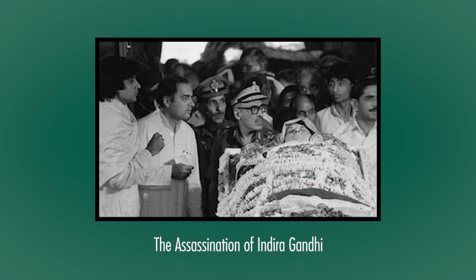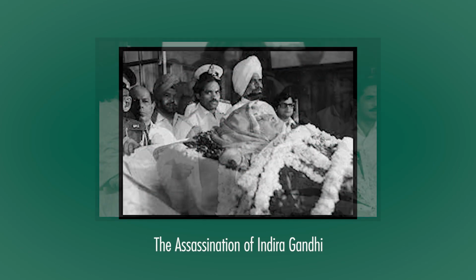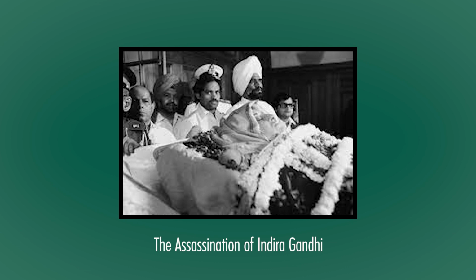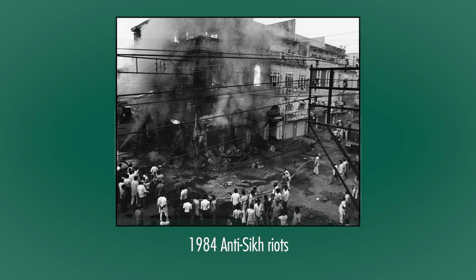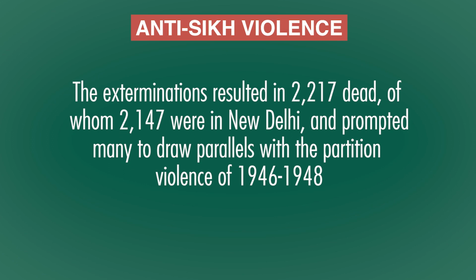The assassination of Indira Gandhi by her two Sikh bodyguards escalated the crisis even further. What happened subsequently were anti-Sikh massacres in the early week of November, immediately following Indira Gandhi's assassination. The anti-Sikh massacres resulted in 2,217 deaths, the majority of them in New Delhi, and prompted many to draw parallels with the violence of the partition period.